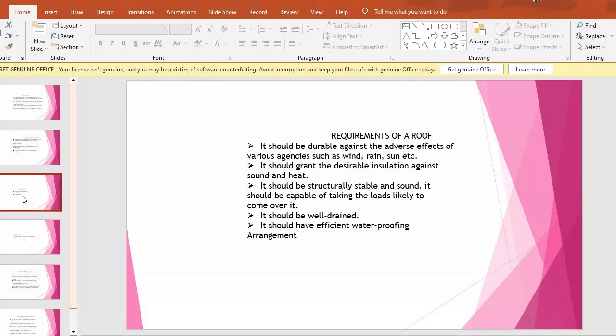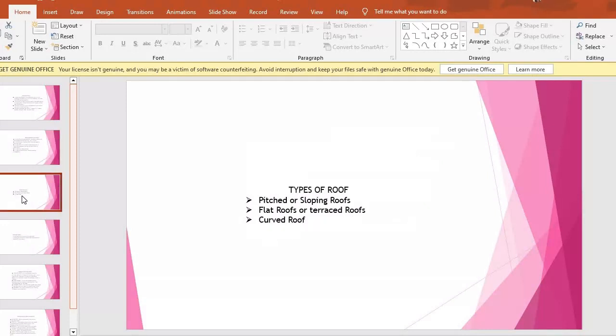We move to the types of roof. Last time, I think one of you just said there are types of roofs, and I can say, Anthony, can you read us the types of the roofs? Number 1, types of roofs: pitched or sloping roofs, flat roofs or terraced roofs, and then there are curved roofs.